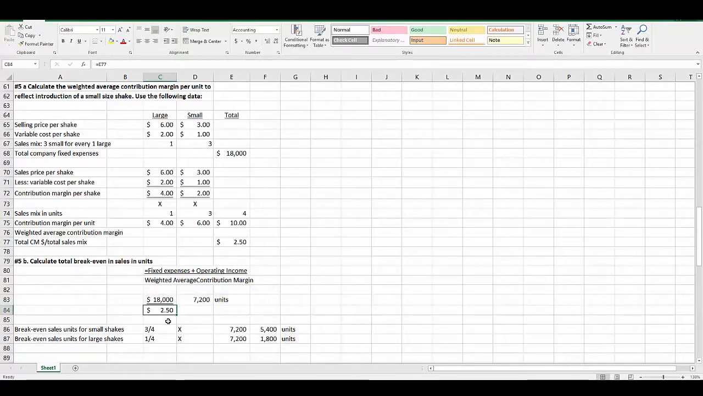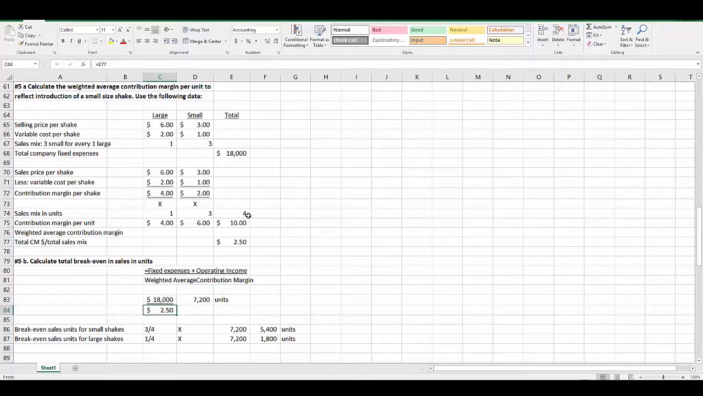We know our weighted average contribution margin is $2.50, so 18,000 divided by 2.50 will give you 7,200 units. So what that means is that's the total number of large and small combined. What we now need to know is how many small and how many large. Well, we know that ratio, remember that we said for every 3 small shakes that were sold, the company will sell 1 large.